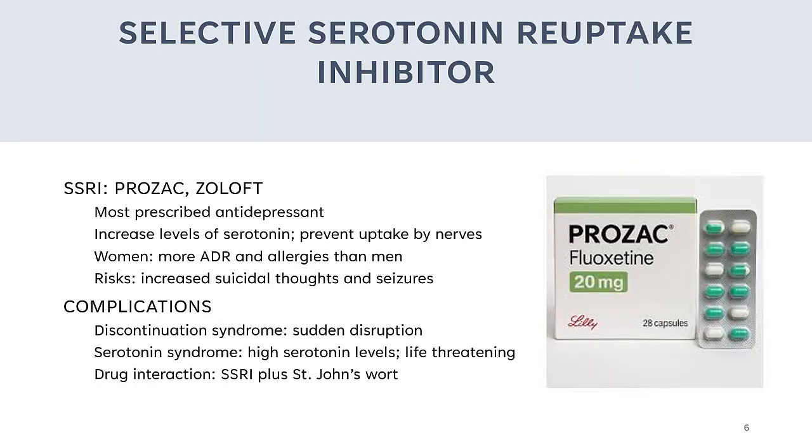Antidepressants are classified into different types depending on their chemical structure and mechanism of action. There are at least 7 different categories of antidepressants. Selective serotonin reuptake inhibitors, or SSRIs. These medications increase levels of serotonin in the brain by preventing its reuptake by the nerves. Common examples of SSRIs are Prozac and Zoloft.